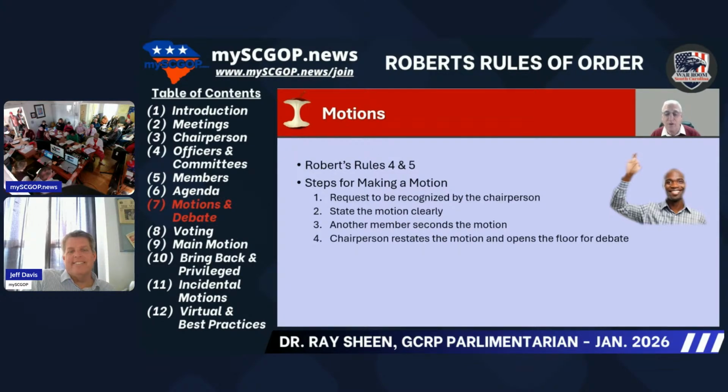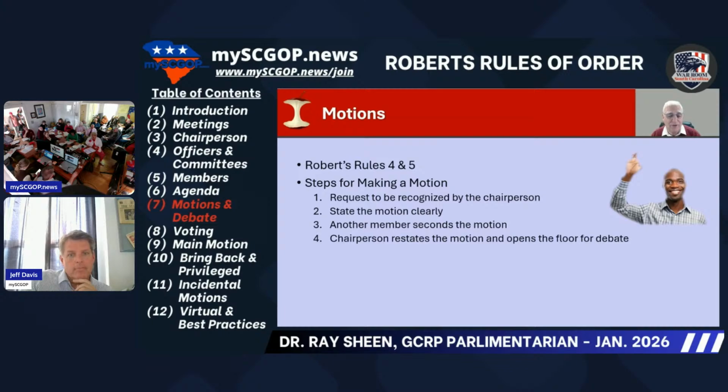Some motions do not require a second. For instance, if a committee, as a result of their committee work, brings a motion to the assembly, no second is required. That's because the motion could not have made it out of committee without multiple committee members already agreeing on it. So it already has multiple members supporting it.